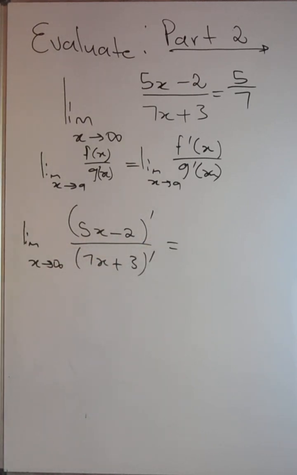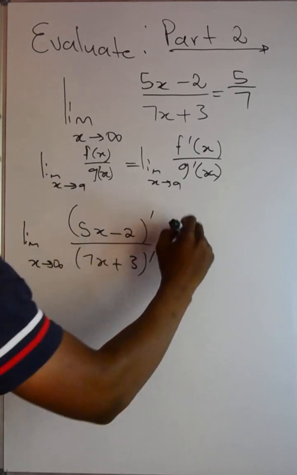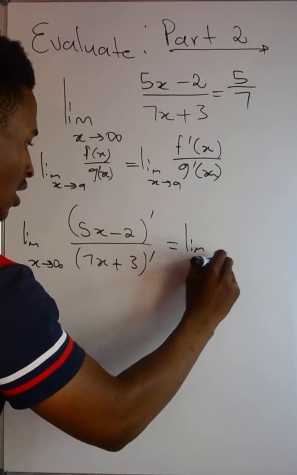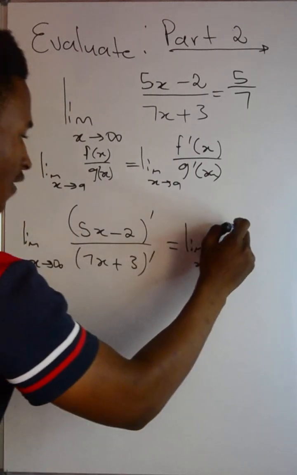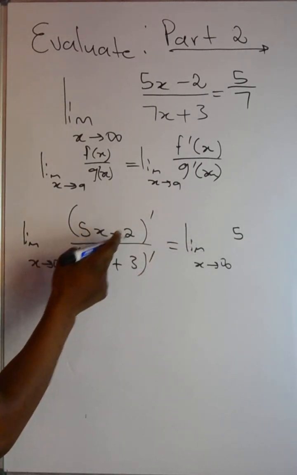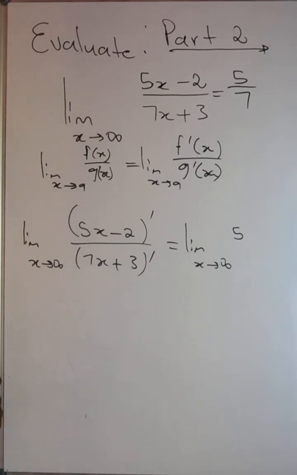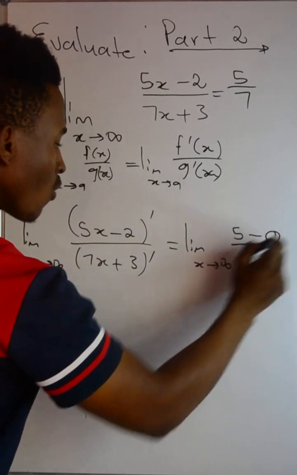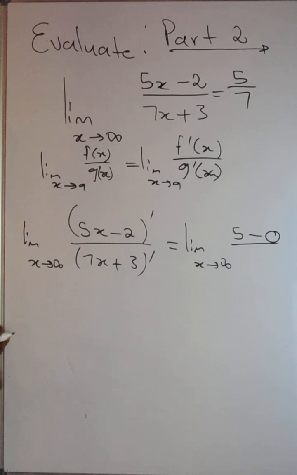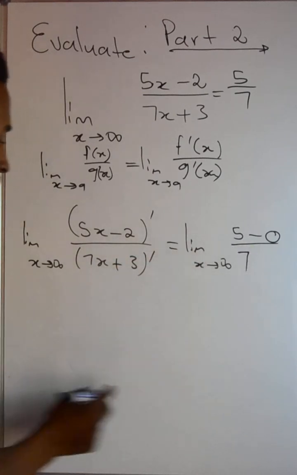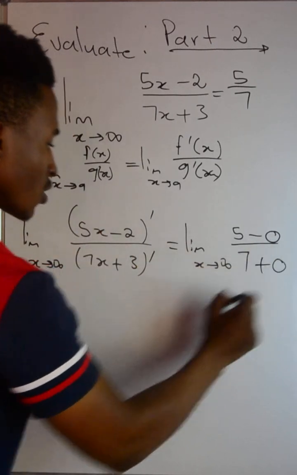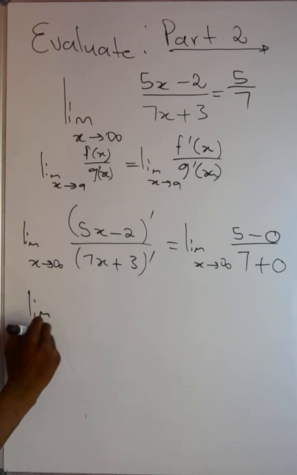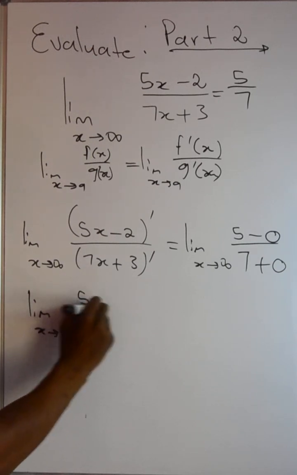By differentiating inside the brackets, we are going to have the limit of x approaching infinity. The derivative of 5x is just 5. And when we differentiate 2, it will just give us 0, because the gradient of a constant is always 0. So this will give us 0 over, even here, when we differentiate this, we are going to get 7. And when we differentiate this 3, because it's a constant, it will always give us 0. So we are having the limit of x approaching infinity of 5 over 7.